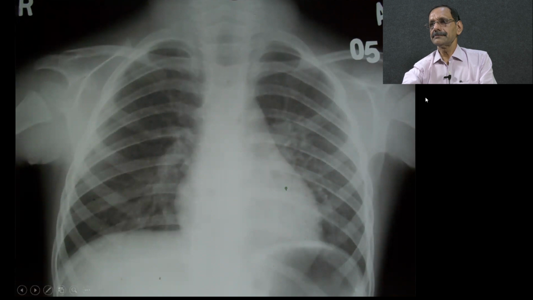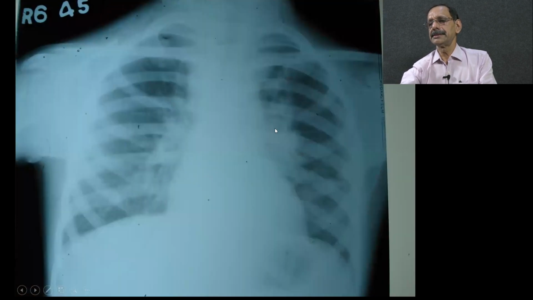Here the hilar area appears, instead of being concave, a bit convex and sort of lobular also. So it is possible that it is gland. It is possible. We can only say that it is a prominent hilum. And here also there are a few shadows which could be part of pneumonia.